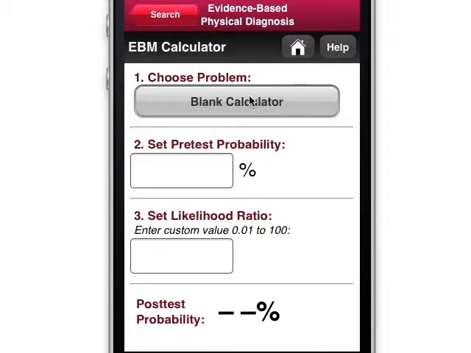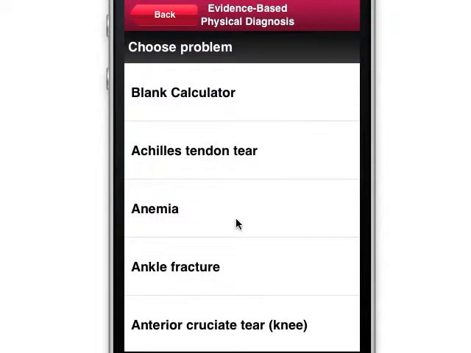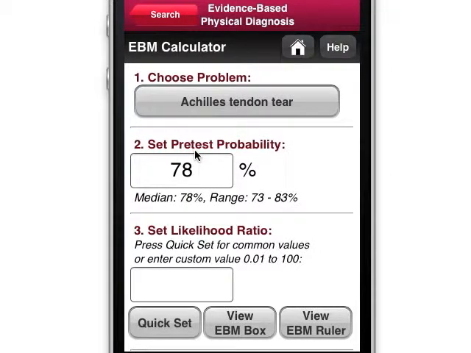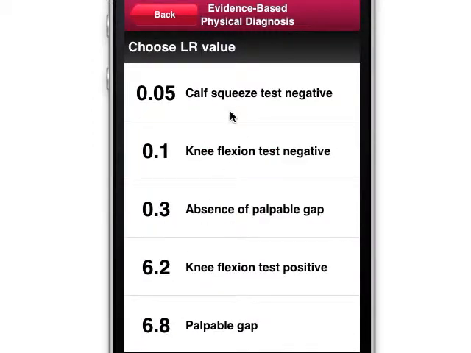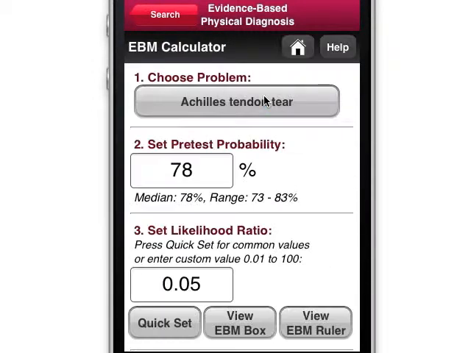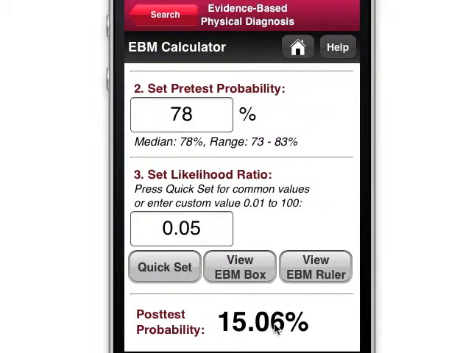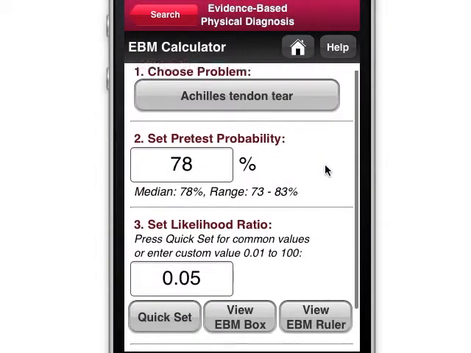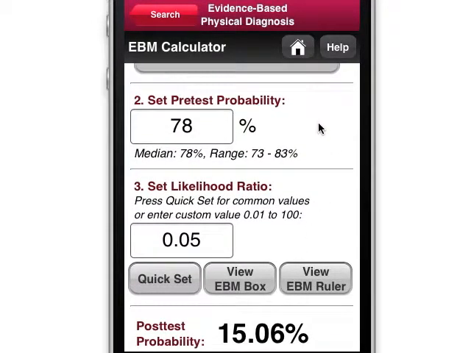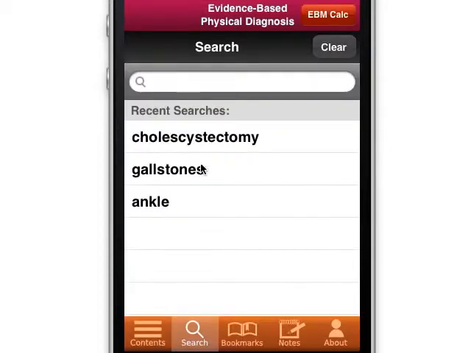We can go at any point right back to the EBM calculator. Let's say we want to look at an Achilles tendon tear. So here, if you think the Achilles tendon is torn before you even do a test, you have a very high pretest probability. But let's say you do the calf squeeze test and it's totally negative. Wow, let's see what that does. That knocks that down from 78 to 15%. It's a pretty good test, the calf squeeze test. So these are ways that you can use this book.